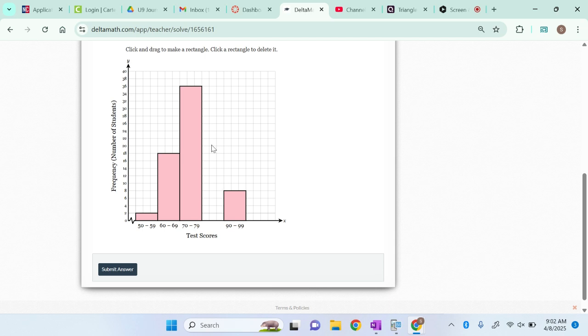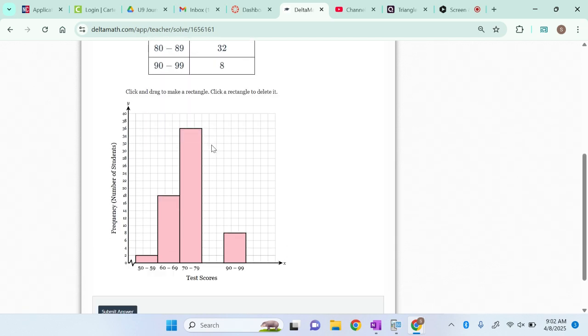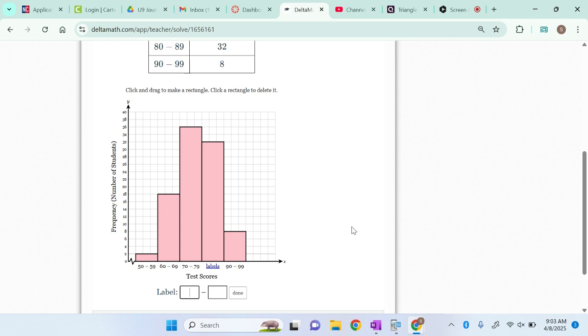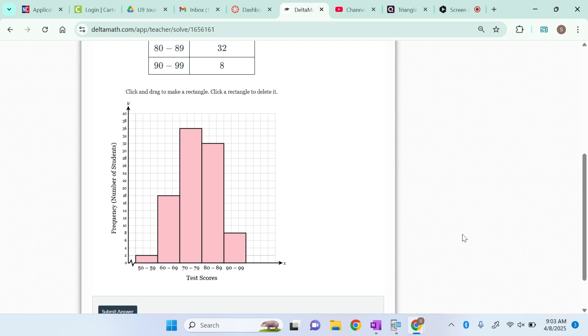So let's say I took this one away. I took away the 80 to 89. It says 32. So I'm going to go all the way up to 32, where the last rectangle is. I'm going to make sure it connects. I'm going to click at 32, drag it over 3 units, and then bring it all the way down to the bottom and unclick it. Then you just label it whatever it says in the frequency table. So 80 to 89. That's it. If you mess up, just click the rectangle to delete it.